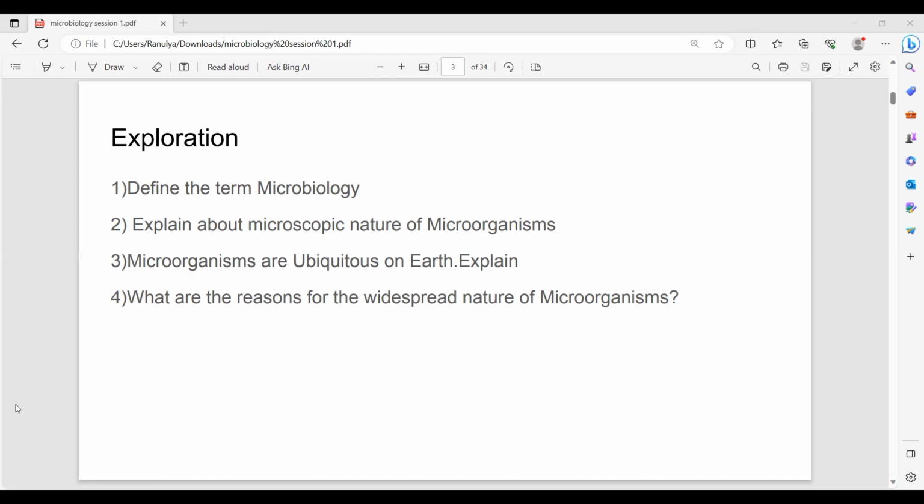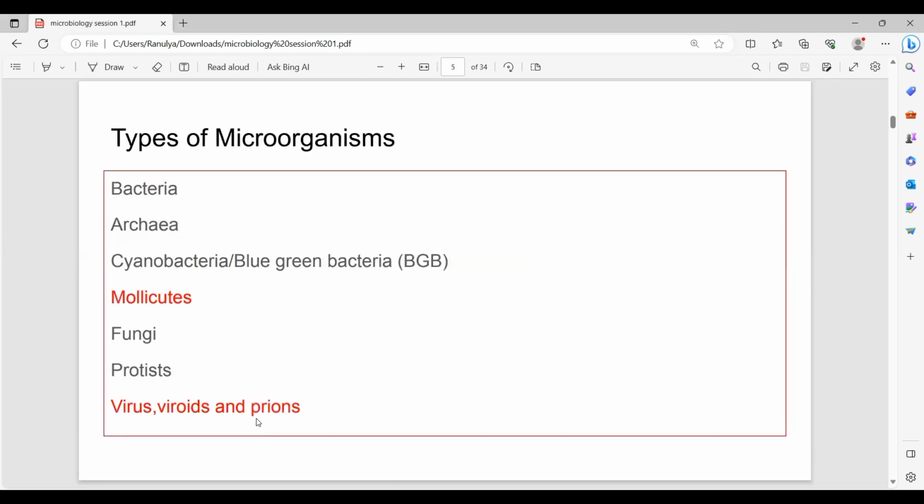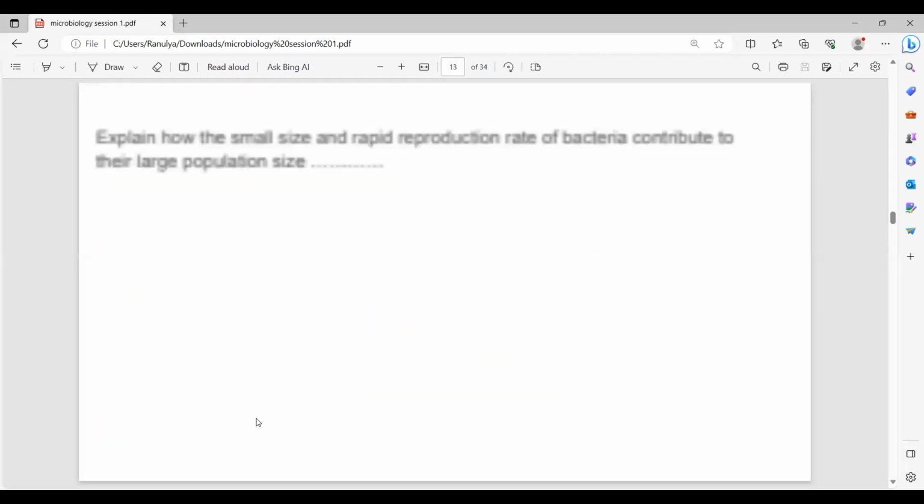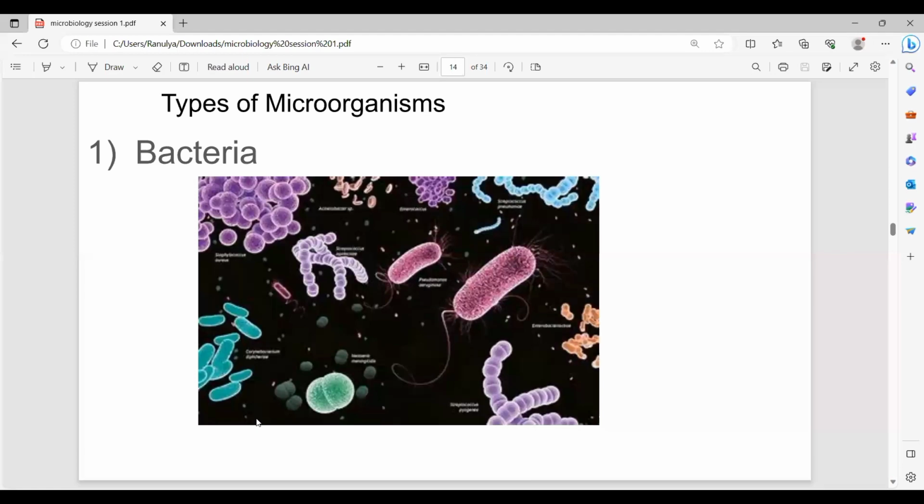Okay, we'll start part 2 of our session: types of microorganisms. Before this part, the resource book has another subtopic on morphological, nutritional, and physiological diversity of microorganisms. We will discuss that after learning about the different types of microorganisms. So the first type of microorganism we are going to learn is bacteria.